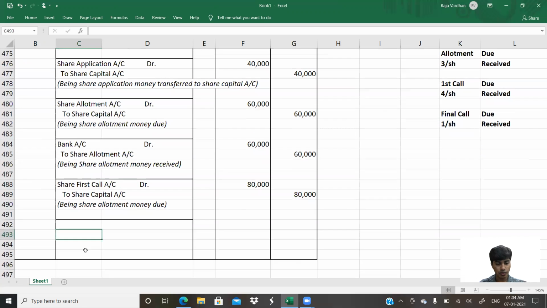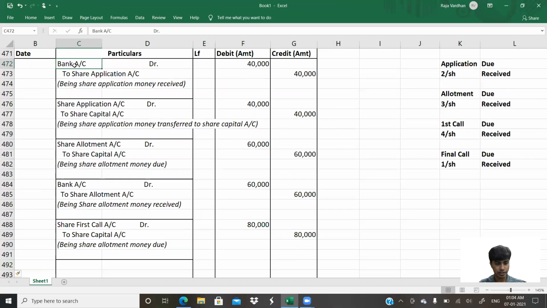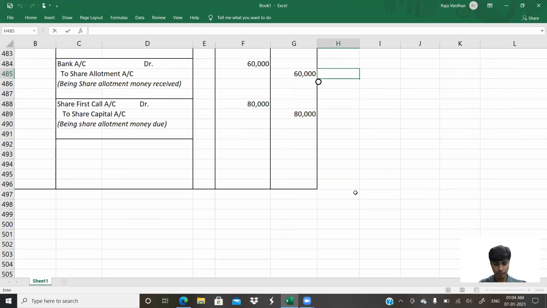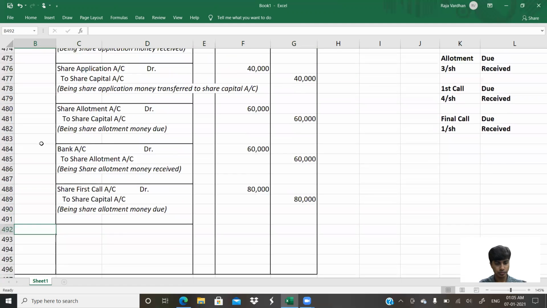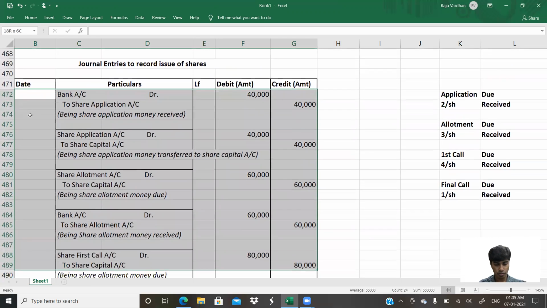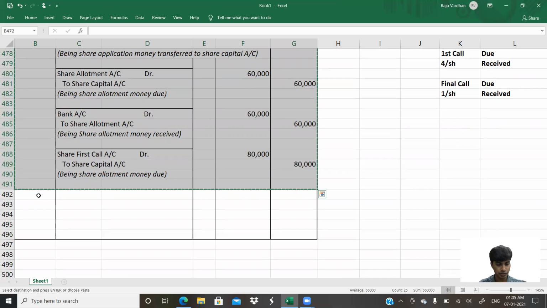Then, what is the next entry? Wait a second. I'll just add some extra space that we need. Some similar space we need further now.